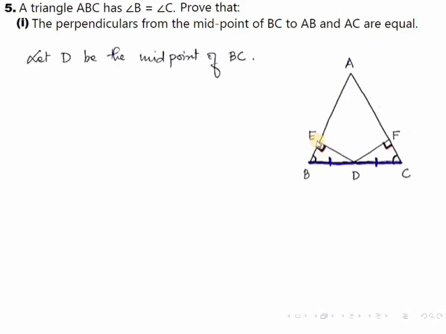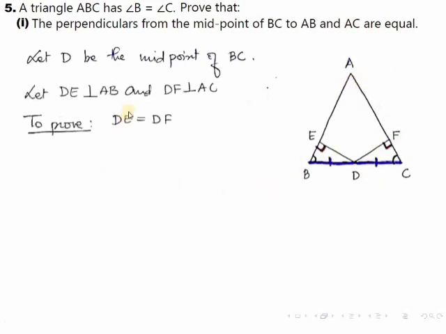What I need to prove is that the perpendicular DE is equal to the perpendicular DF. So DF is perpendicular to AC. Remember, as I said, we need to prove DE and DF, the perpendiculars, are of the same length. That is, they are equal.